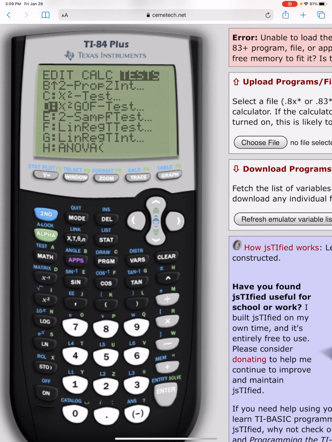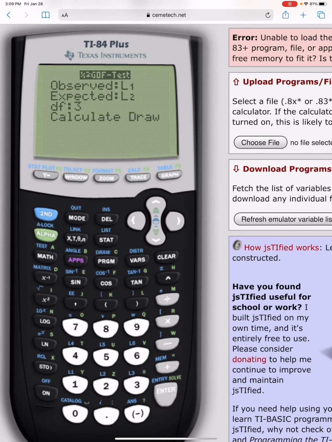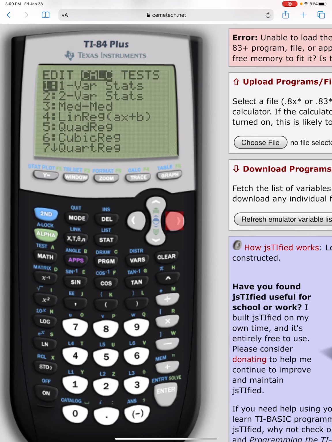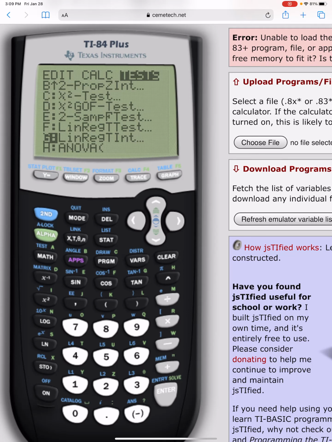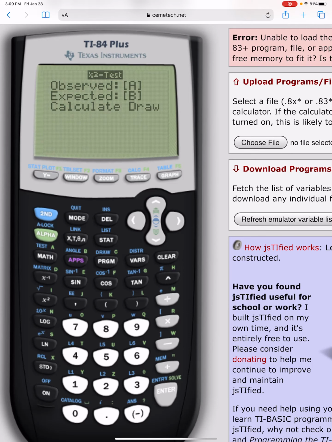However, on the chi-squared GOF test, when it asked for observed and expected, it asked for lists. This one that we're doing now is not asking for lists. It says this A and B thing here; these are what are called matrices. The reason it has to ask for that is because a list is just a single row of numbers, but what we're doing here is contingency tables. There are 4 slots, 2 by 2 there, so we need to put it into the matrix format.